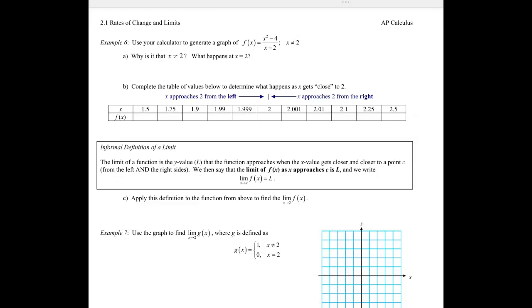Alright, so the last few examples were just about making a conjecture or a hypothesis about what number it's approaching. And guess what? We're going to do the same kind of deal here. So we can use our calculator to generate the graph of x squared minus 4 over x minus 2.